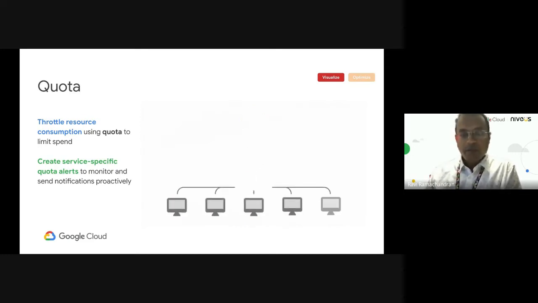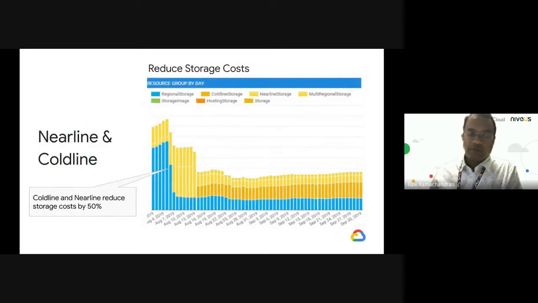Now we will look at the optimization piece of it. Optimization, of course, is a large topic in itself, and partners like Niveus have created tools, services, and entire practices to make it work across the various workloads that customers have subscribed for and make it work well for the customer. So this is one of the key themes. These are some of the examples we can think through.